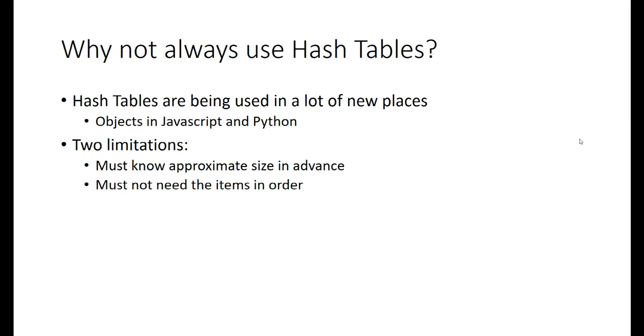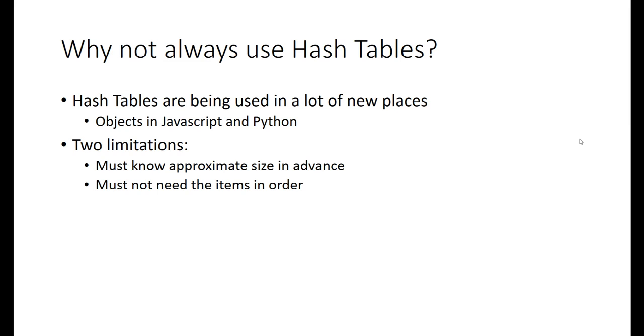Why not just always use hash tables? After all, they're real fast, and they can deal with large amounts of data items. And hash tables are being used in a lot of new places. Objects in JavaScript and Python now use hashes to find the object variables. When you declare a class in both of these languages, they are a little odd about how they do classes. But you have an object and it has multiple variables in it. How do you find one of those variables? Well, in JavaScript and Python, you look up the name of the variable in a little hash table.